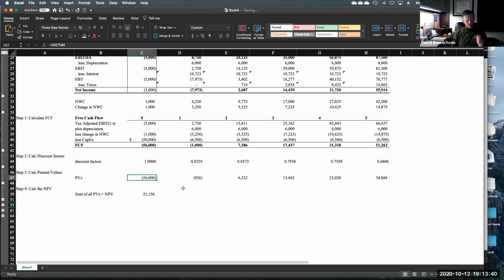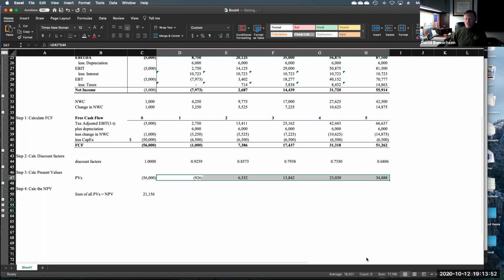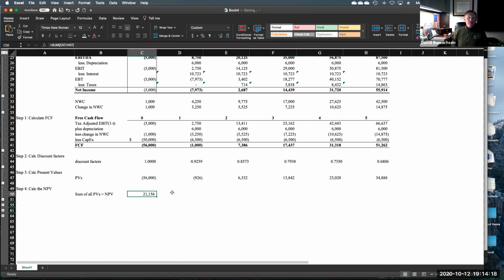That $56,000 was cash out the door. And by doing so, the new project incrementally added $77,156 present value dollars to our business. So we spent $56,000 present value dollars today. We're forecast to generate $77,156 future present value dollars, okay? And when we add everything together, it tells us that the net present value is a positive $21,156.